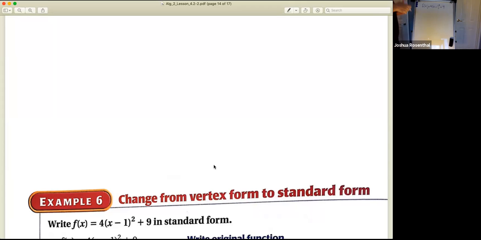Okay, here we go. So here, I'm going to write this. f(x) is equal to 4, place my brackets, (x squared minus 2x plus 1), plus the 9. f(x) is equal to, distribute, 4x squared minus 8x plus 4 plus 9. f(x) equals 4x squared.